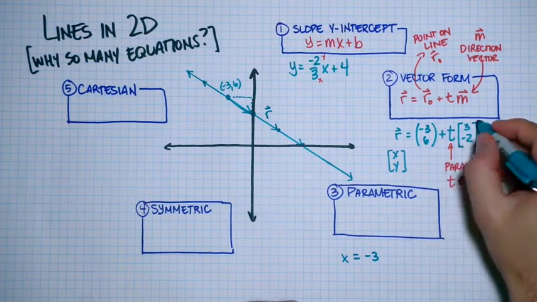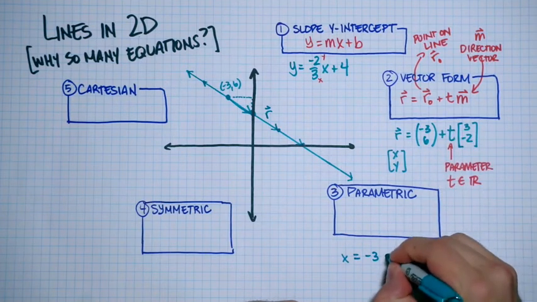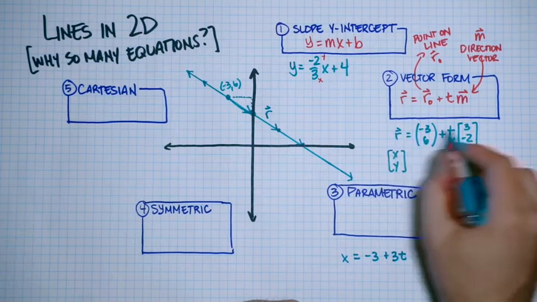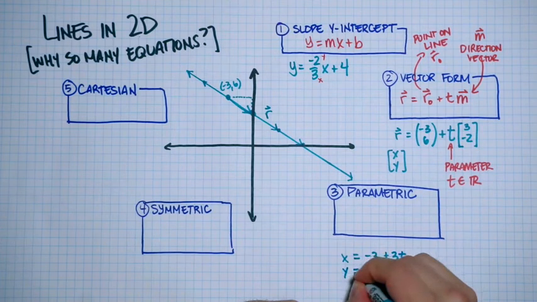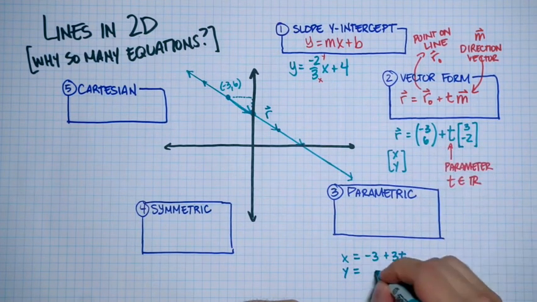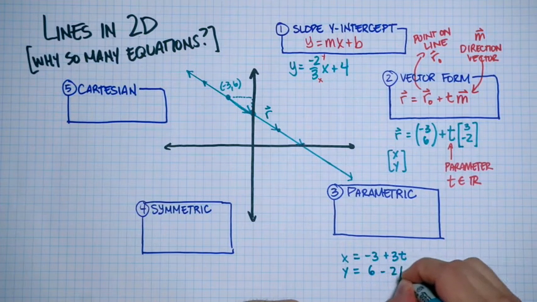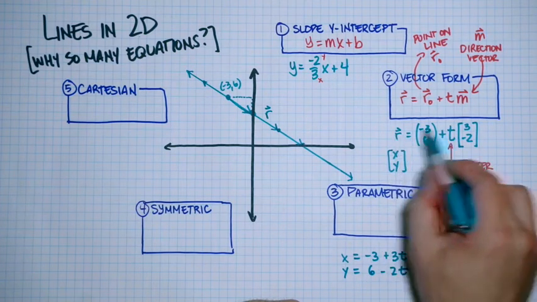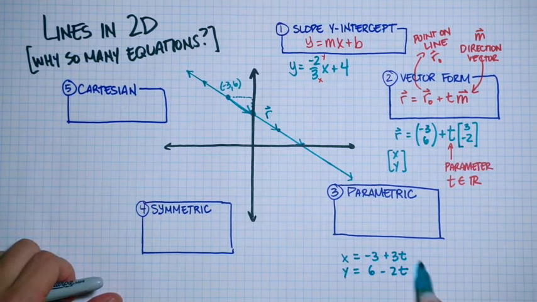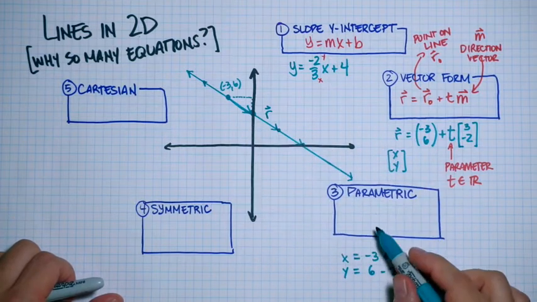Because the t gets multiplied by both the x and the y components. So plus 3t. That's our x part. And our y part is going to be 6 minus 2t. Right? So that's just looking at the x component and the y component separately. And those two equations combined are called the parametric equations of the line.